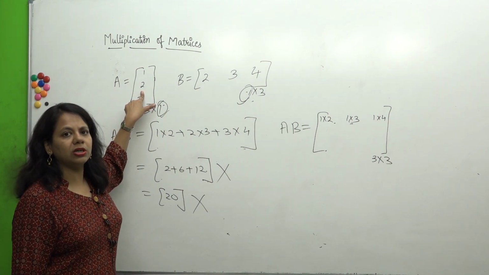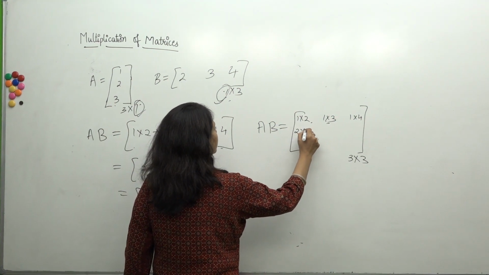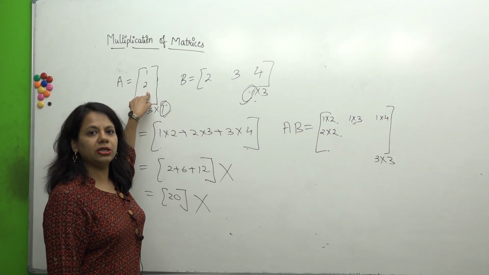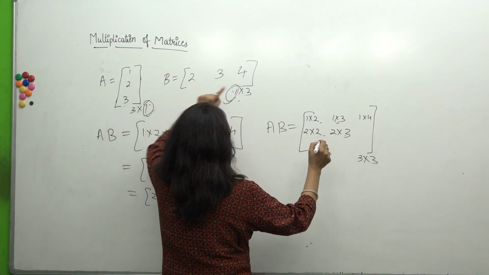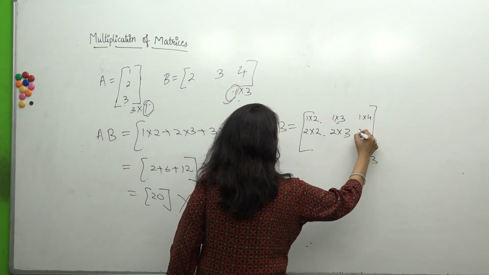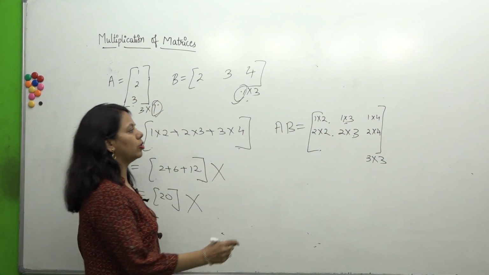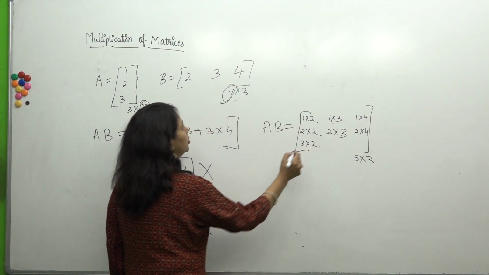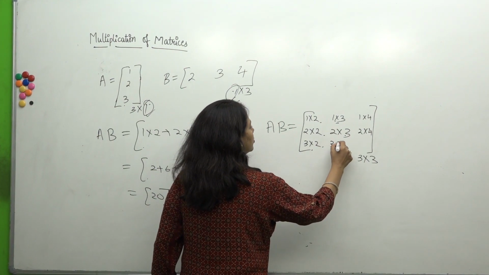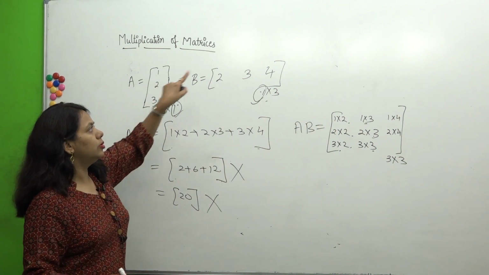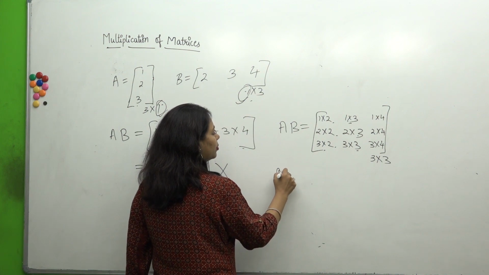Now we move ahead to the second row, first column. So that would be what? 2 into 2. Then second row, second column. So what would that be? 2 into 3. Then second row, third column. So that would be 2 into 4. Now we move to the third row, first column. So 3 into 2. Now third row, second column. So what would that be? 3 into 3. And then third row, third column. So 3 into 4.